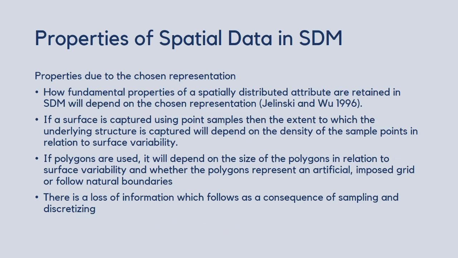The next one is the properties due to the chosen representation. How the fundamental properties of a spatially distributed attribute are retained in the SDM will depend on the chosen representation. If a surface is captured using point samples, then the extent to which the underlying structure is captured will depend on the density of the sample points in relation to the surface variability. If polygons are used, it will depend on the size of the polygons in relation to the surface variability, and whether the polygons represent an artificial or imposed grid or follow natural boundaries. So there is a loss of information which follows as a consequence of sampling and discretizing.